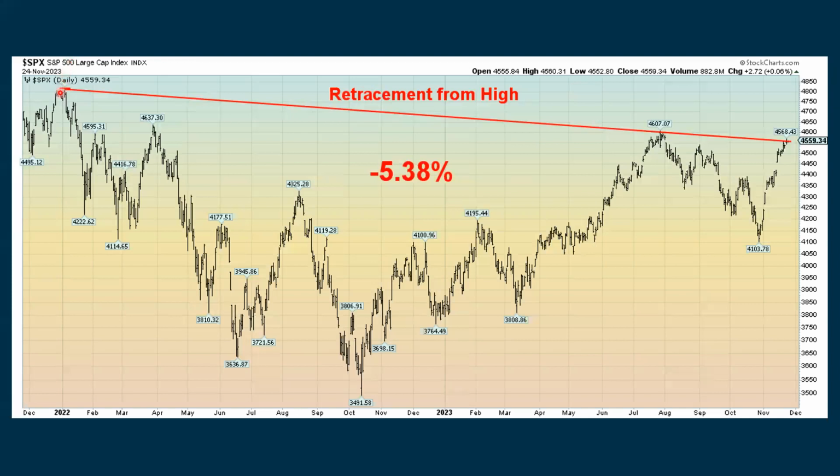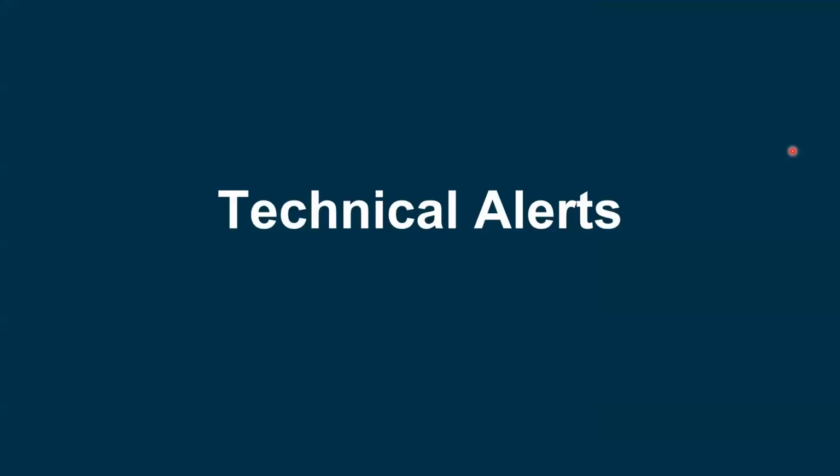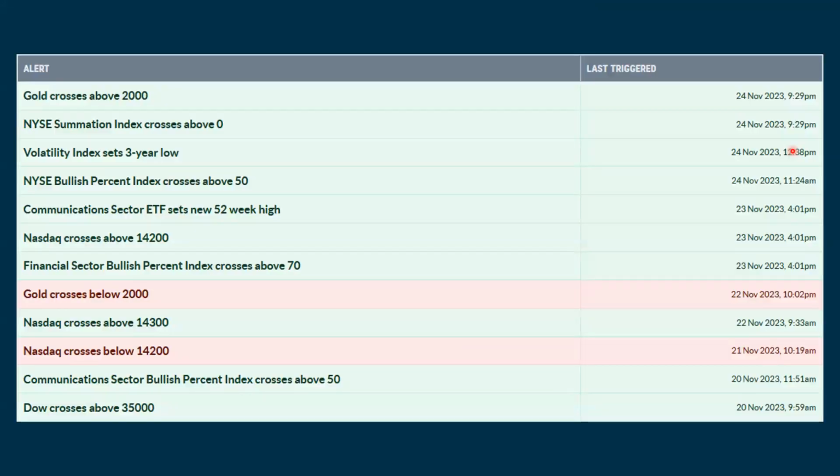Over on the left is the all-time high. Over on the right is the close at Friday's session. Then we look at a thing called technical alerts. And because of the slower week, I was able to include all of the alerts for this past week. These are put out by stockcharts.com. We read them from the bottom up.